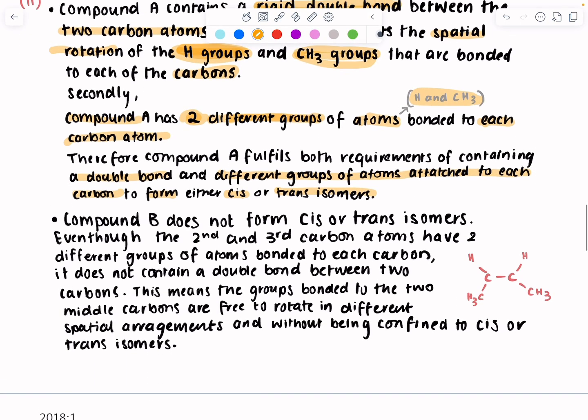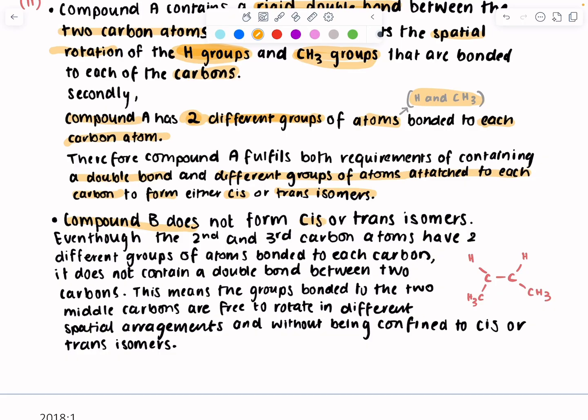Compound B does not form a cis or a trans isomer, even though the second and third carbon atoms have two different groups bonded to each carbon. It doesn't contain a double bond between the carbons. This means the groups bonded to the two middle carbons are free to rotate in different spatial arrangements without being confined to cis or trans isomers. And so that is how I've explained it.